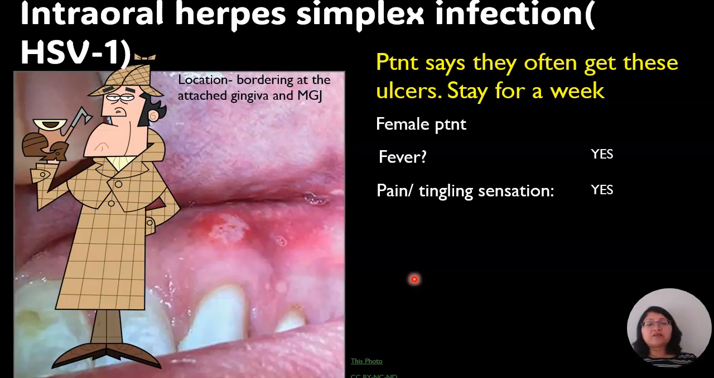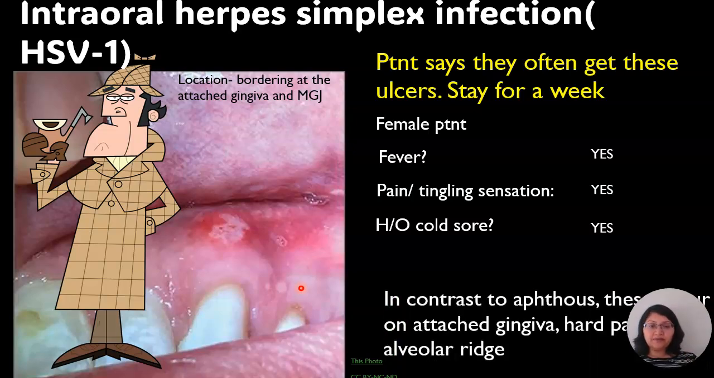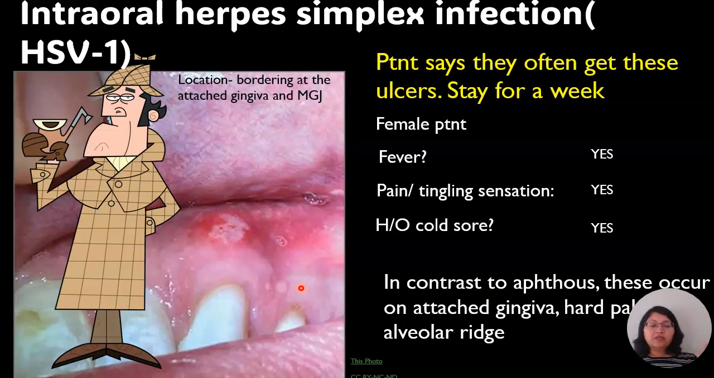Another important thing, pain. Now pain is common. If it's an ulcer, there will be some kind of pain, or a tingling sensation in case of a herpes ulcer. History of cold sore, yes. You do not ask a patient if they are getting herpes labialis, they don't even know that sometimes. You have to ask them if they have a history of cold sore, and they'll say yes. Well, if they've answered yes to your questions of fever and cold sore, and pain or tingling sensation, definitely, I wouldn't include pain in that, but definitely the above two, then it's a herpes ulcer, and also the location dictates it. In contrast to aphthous, this occurs on attached gingiva, hard palate, or alveolar ridge.